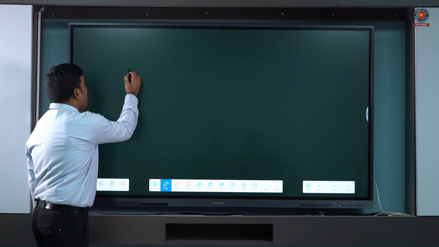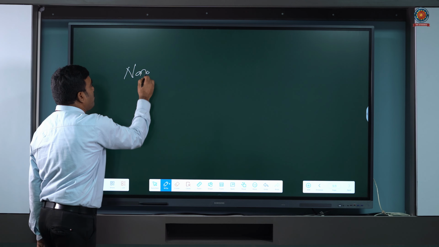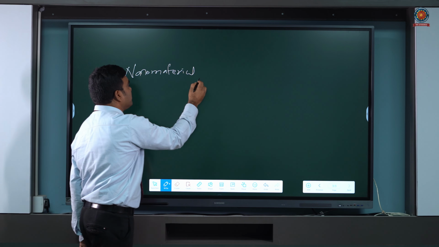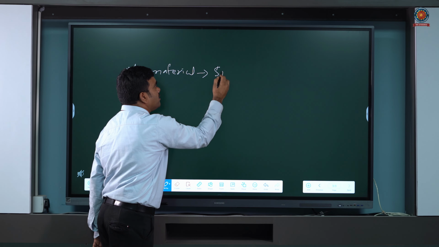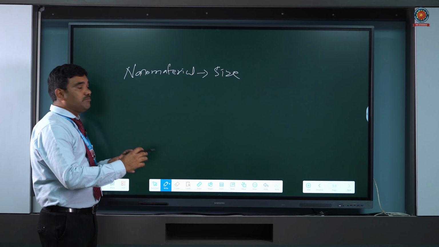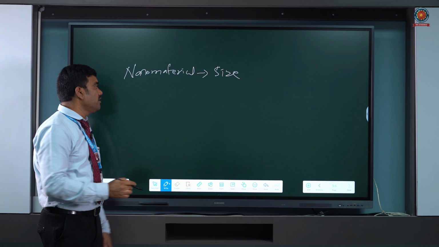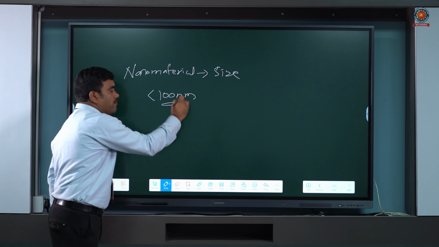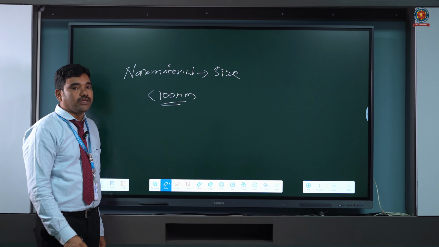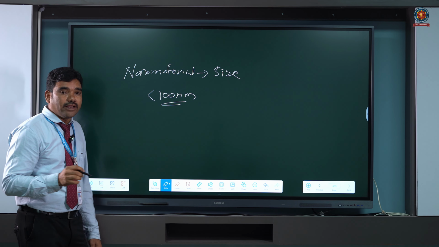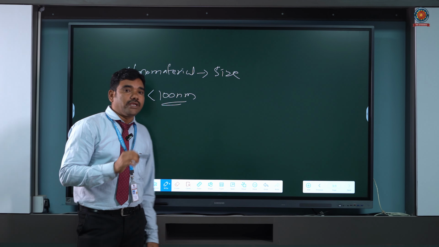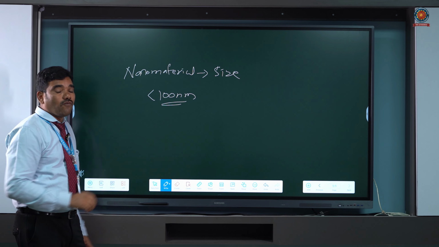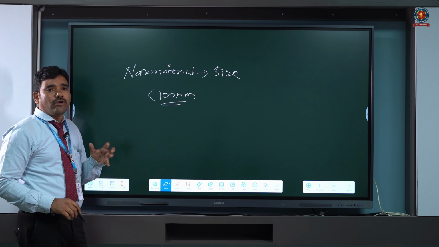Nanomaterials depend on their size. The size is at least one dimension below 100 nanometers. These nanomaterials have properties completely different from bulk materials. What is the difference between bulk materials and nanomaterials?